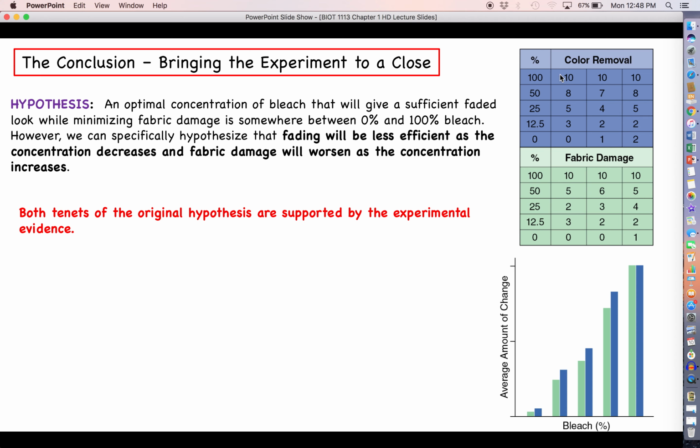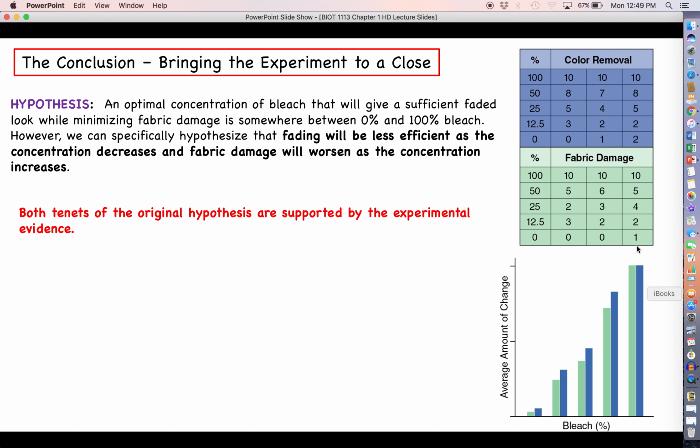So as we go from 100 down to lower concentrations, we go 10, 8, 5, 3, 0, 10, 7, 4, 2, 1, 10, 8, 5, 2, 2. So again, as the concentration decreases, the fading gets less efficient, okay? That was one of the tenets of our initial hypothesis.